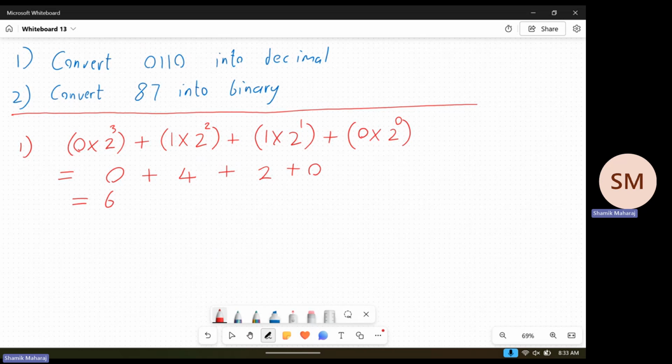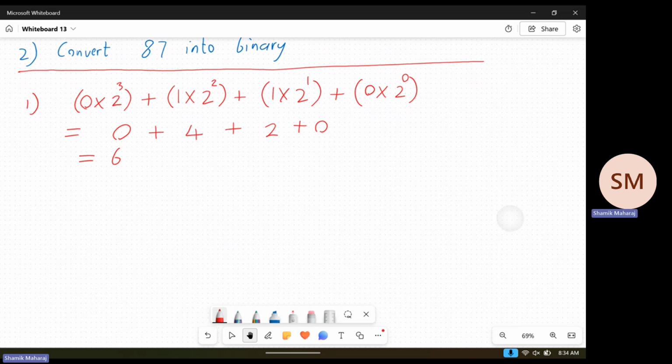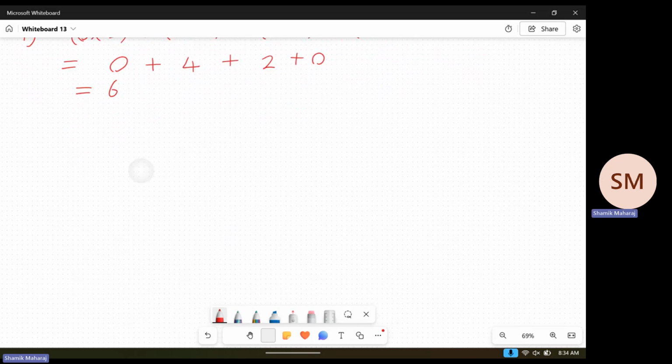I'll repeat both methods here. The second method I'm not very familiar with, so if you guys know it and I mess anything up, just let me know. Again, I'm a maths guy. I don't know why I'm teaching this stuff, but somehow I am. Okay, so number 2 says convert 87 into binary.